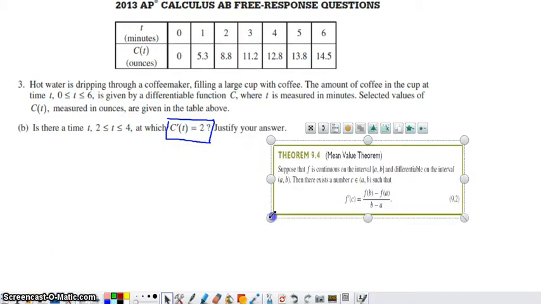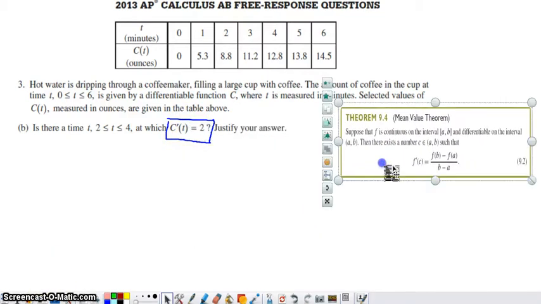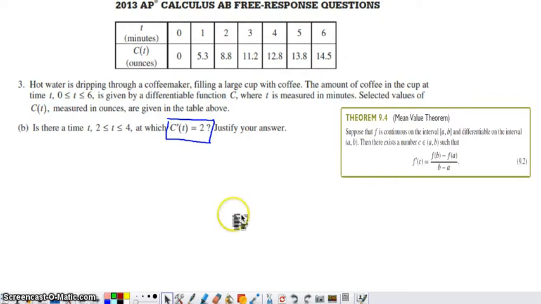Now in order to use what we just discussed, we have to make sure that the function we're trying to apply this to is two things, continuous and differentiable. So is our function continuous? Let's start with differentiable actually. Well, it flat out tells us in the problem statement that our function's differentiable. The amount of coffee in the cup is given by the differentiable function C. So yes, our function's differentiable.